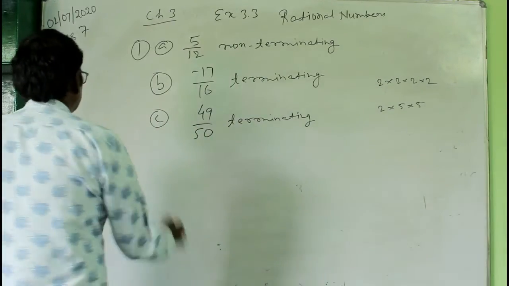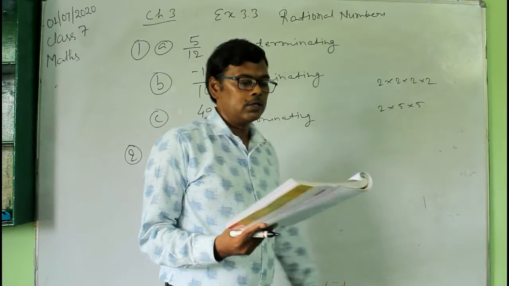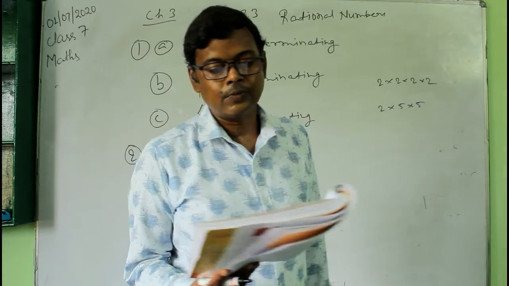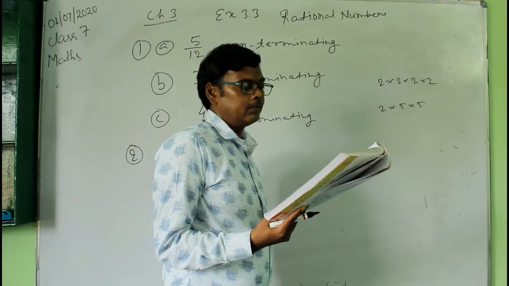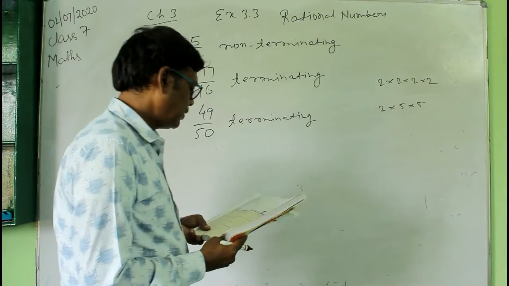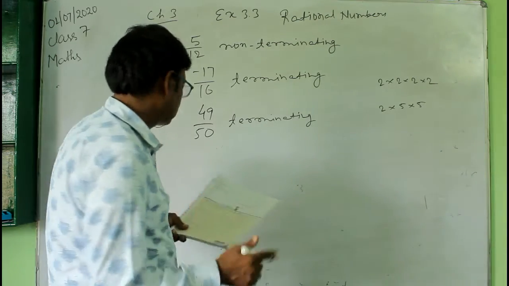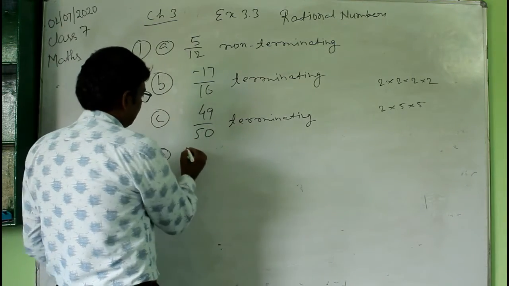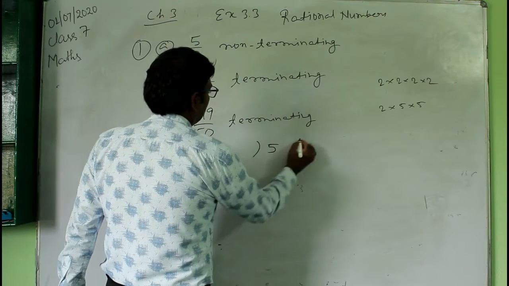Now question number 2. Express the following rational numbers as decimals and state which of them are terminating or non-terminating repeating decimals. So here we have to divide, because it says express the following rational numbers as decimals. So for question A, you have the number 5/11, then you will divide 5 by 11.